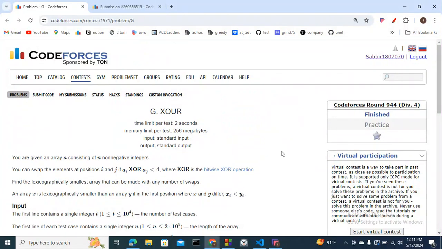In this problem, we are given an array. We can swap two elements of this array if their XOR is less than 4. We have to print the lexicographically smallest array that we can get by doing this swap operation any number of times. So when will the XOR of two elements be less than 4?